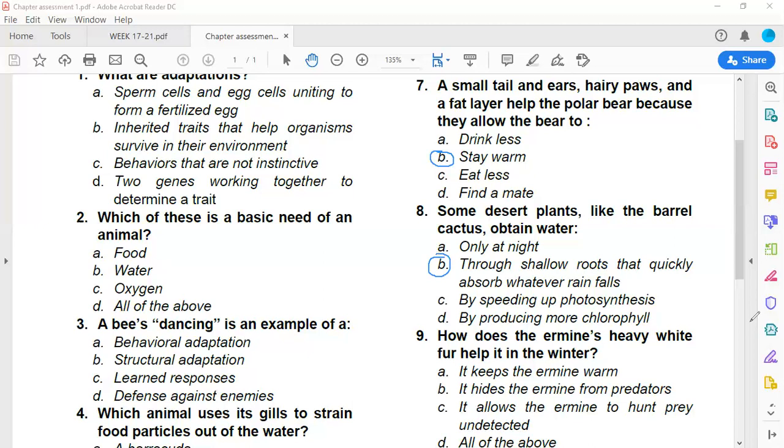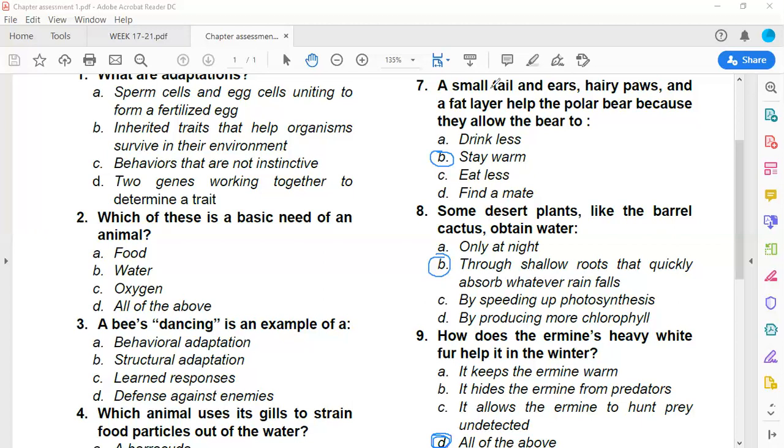Okay. So number 9, how does the ermine's white fur help it in the winter? Letter A, I'm sorry, it keeps the ermine warm. Letter B, it hides the ermine from predators. Letter C, it allows the ermine to hunt prey undetected. And letter D, all of the above. All right, so it's all of the above, considering that it helps this animal to keep warm, and when it becomes white, it can also hide from the predators, and it can also hide to hunt some prey as well.